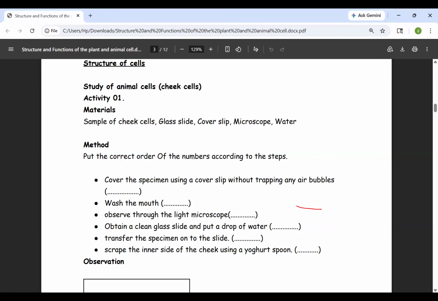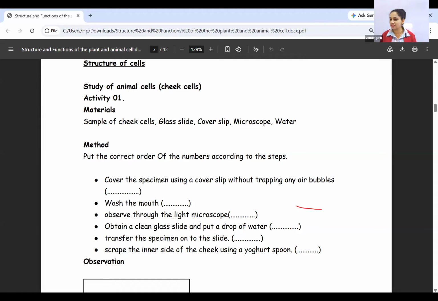Wash the mouth. Yes, wash the mouth, right? See, if you haven't washed the mouth, you can see the bones and the previous food particles and everything under the microscope, right?